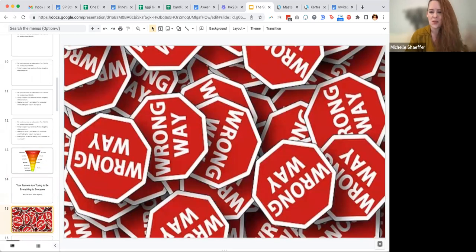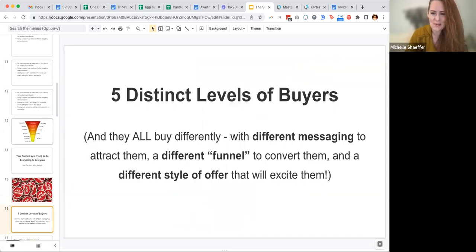All right. So wrong approach. What is the right approach? The thing to know is there's really 5 distinct levels of buyers. And as I go through this, I want you to write down for yourself which level you actually want to target and work with. And if a different level is coming in, make a note for yourself of who you feel like that is, because it's going to help you figure out what to change, what to adjust, so you can get the right level of buyers in.